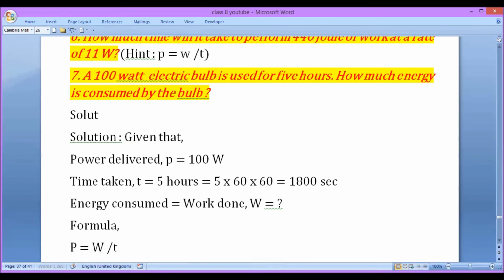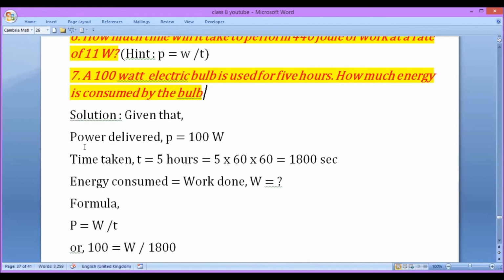Solution. You can write only one solution given that. Power delivered P is equal to 100 watt is given here. Time taken T is equal to 5 hours. You have to convert 5 hours into seconds, which you can easily do.